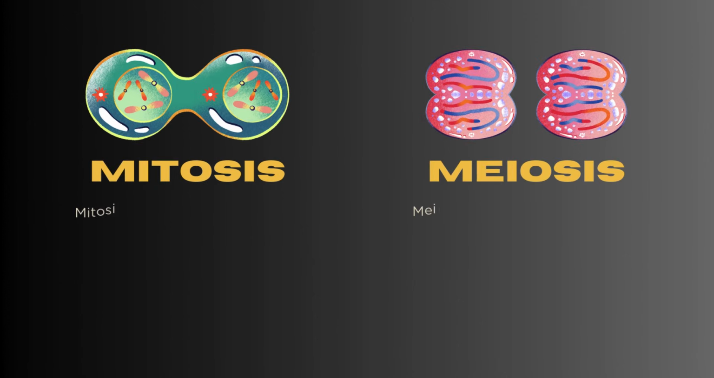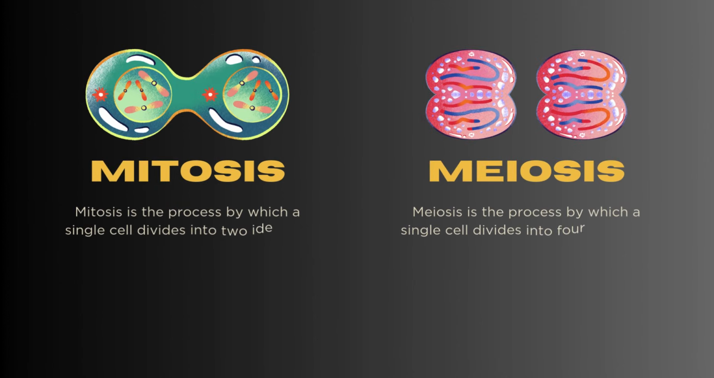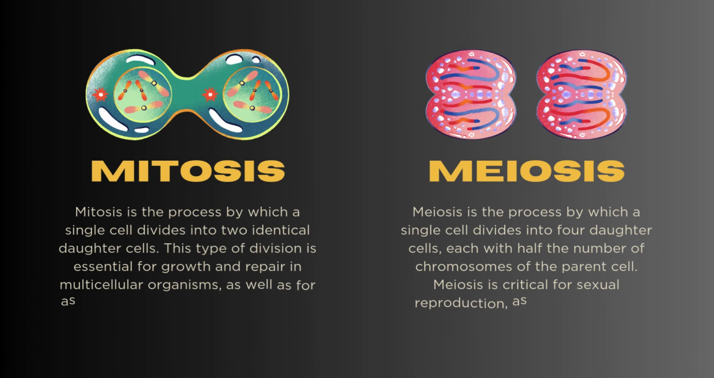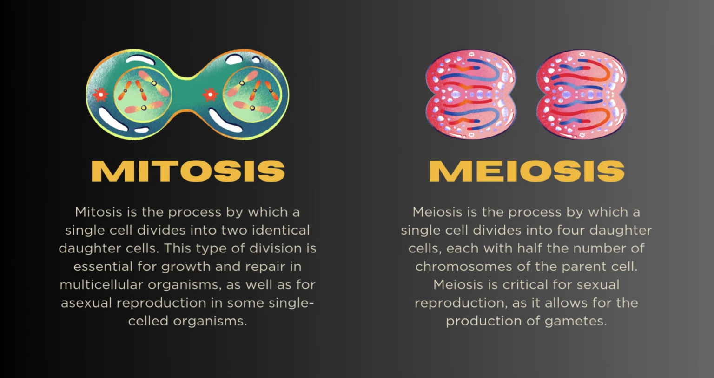Let's compare the two processes. Mitosis is like cloning. It creates two cells that are exactly the same as the original. This is important for healing wounds, growing taller, and replacing old cells. Meiosis is like shuffling a deck of cards. It creates four cells with half the genetic material, which is important for making sperm and egg cells. So, mitosis keeps our bodies functioning, while meiosis helps us reproduce.